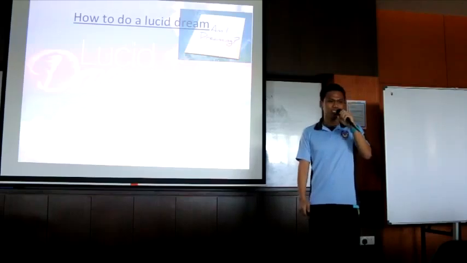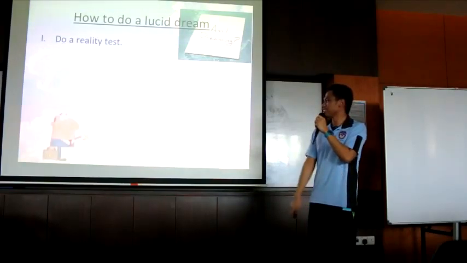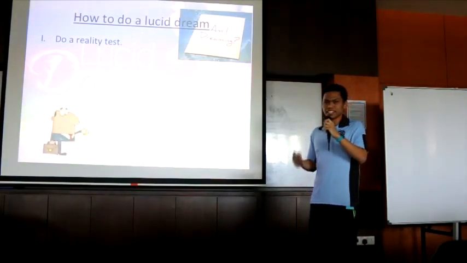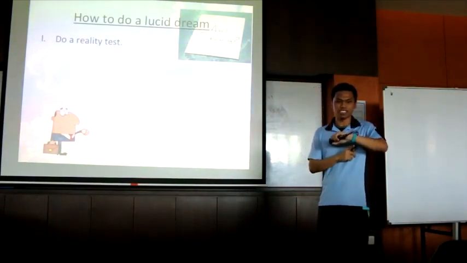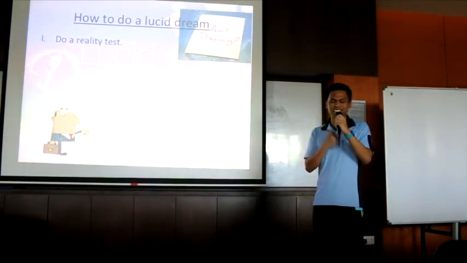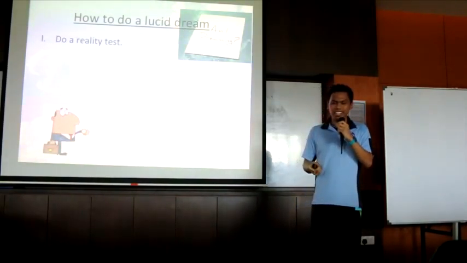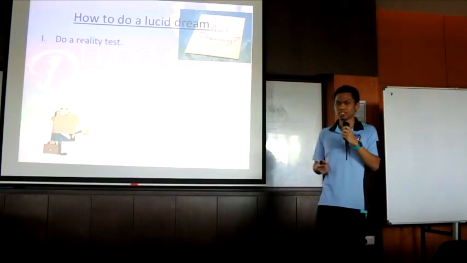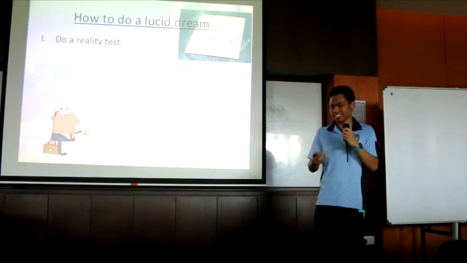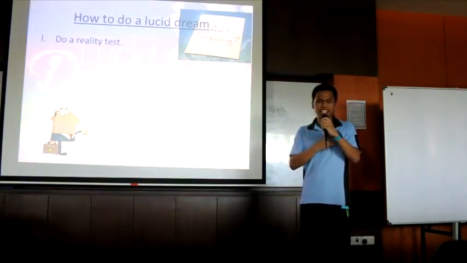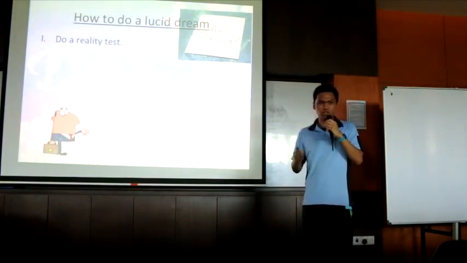So, how to do a lucid dream? 1. Do a reality test. For example, it is found that 75% of the time when we look at our watch and try to memorize the time, there's a 75% chance that we would find this pattern inside our dream, and then we only need to realize it. And if we look again and memorize another time, there's a 95% chance that we could do lucid dreaming.